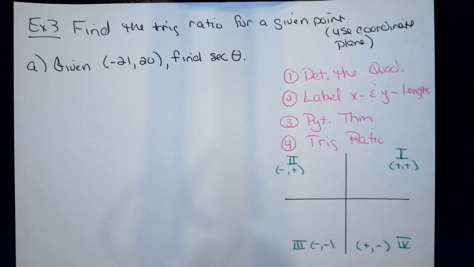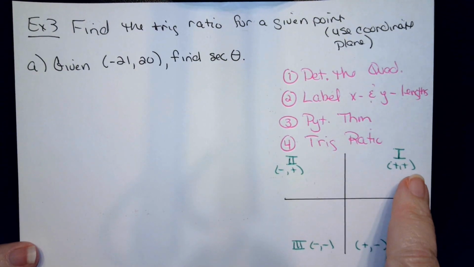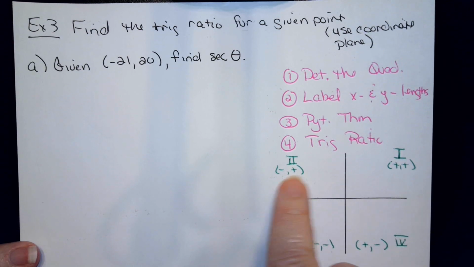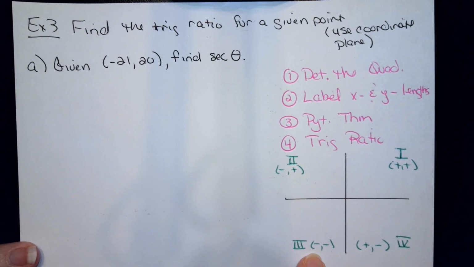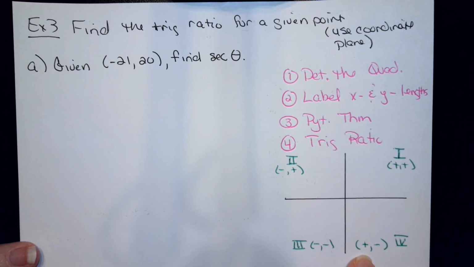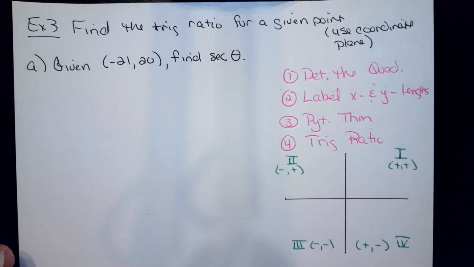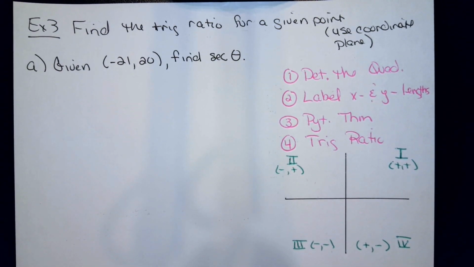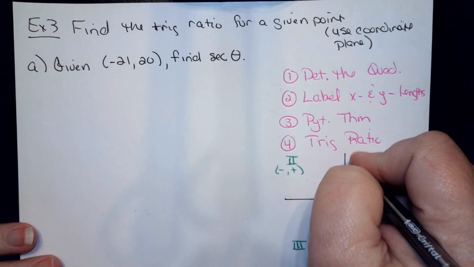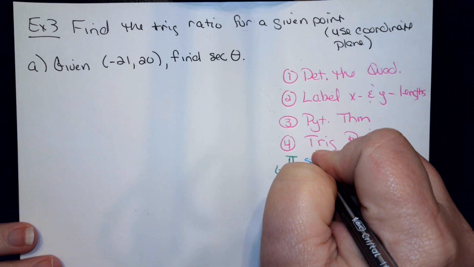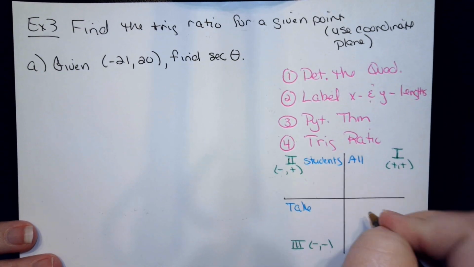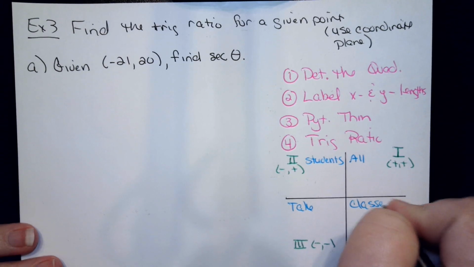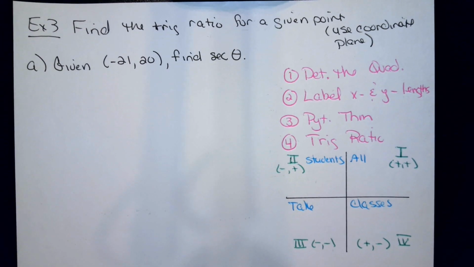All right, so just as a refresher about our quadrants, quadrant 1 is positive, positive. Quadrant 2, the signs are negative, positive. Quadrant 3, the signs are negative, negative. And quadrant 4, your signs are positive, negative. And I gave you a little cheesy saying back in Unit 4. I said, all students take classes.